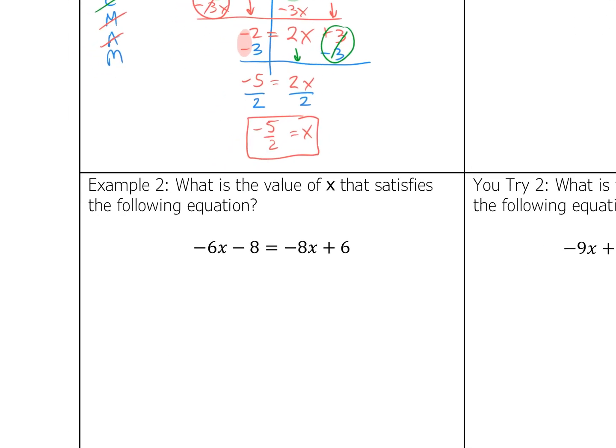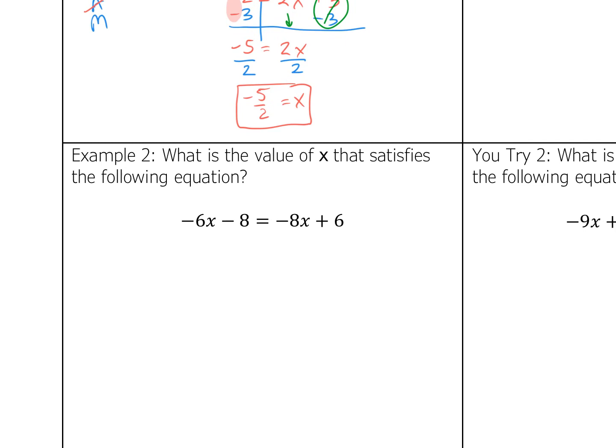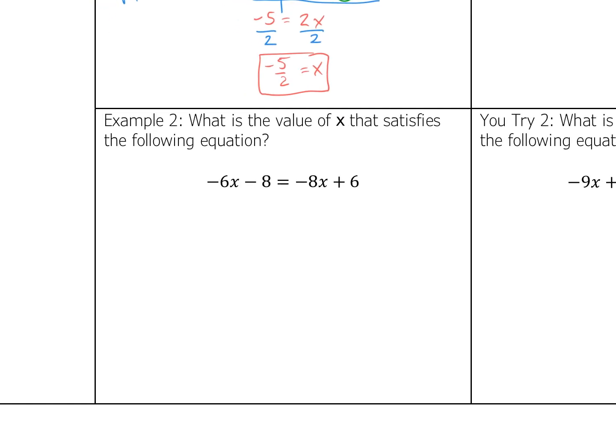All right, example 2. What is the value of x that satisfies the following equation? Same process, different numbers, but same process. So I'm going to write D, C, M, A, M on the side. Draw my wall. Same process every single time, no matter what question, no matter what we're doing. So I'm going to ask myself, can I distribute? Well, I don't see any parentheses, so I'm going to cross that out. Can I combine terms? Well, I see 2 variables, but they're on opposite sides. Cross that out. Can I move a smaller variable?